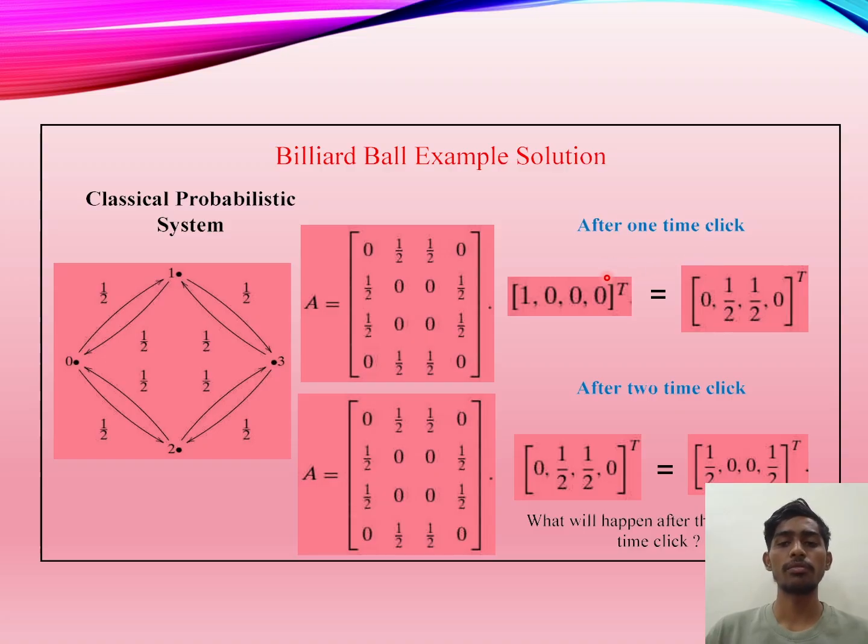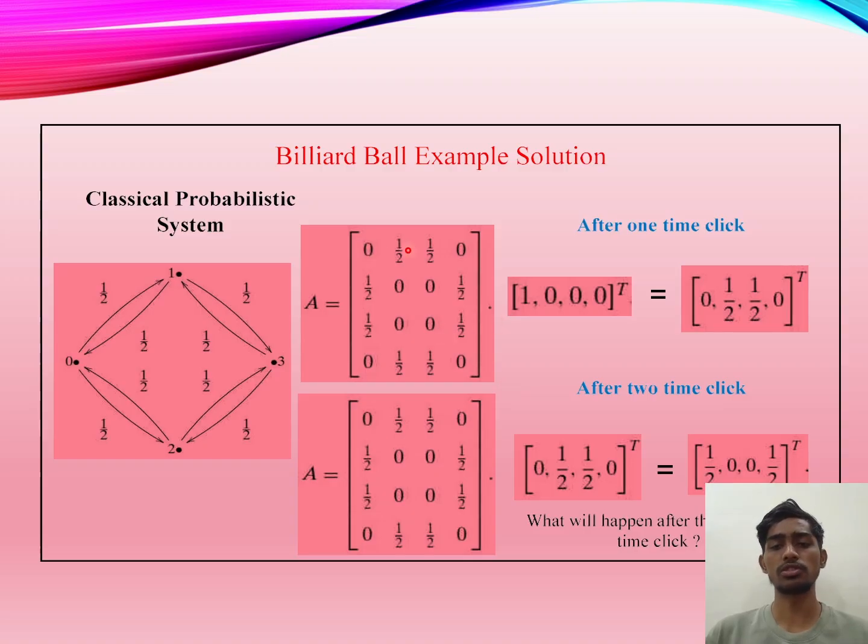At that state, we called it after one time click. Multiplying these two matrices, we get the third matrix. This is also a column matrix. Basically, we do row-column multiplications and add them simply.